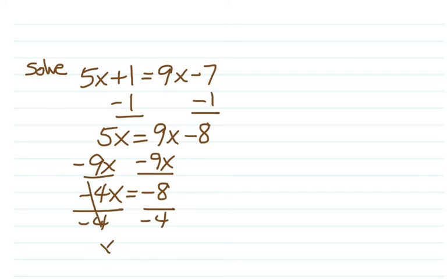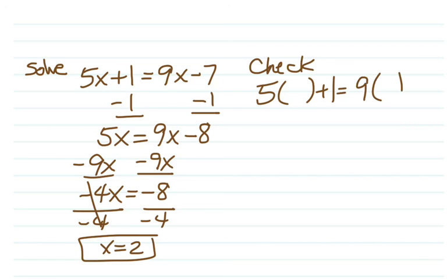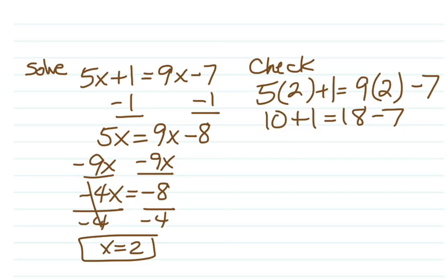So when I divide, I end up with positive 2. Negative divided by negative is positive. 8 divided by 4 is 2. Go ahead and check. Substitute that 2 into both x spots. 10 plus 1 is the same as 18 minus 7, so we know that we're correct.